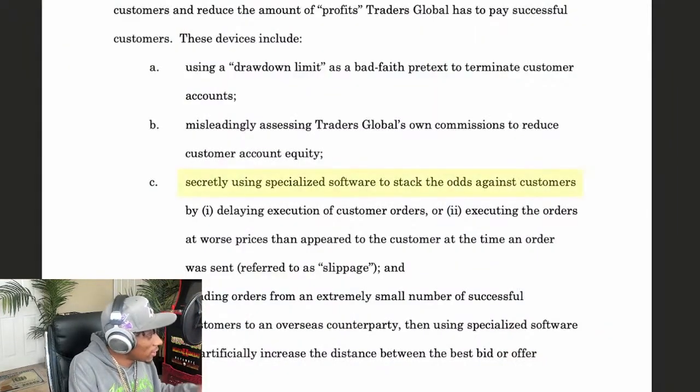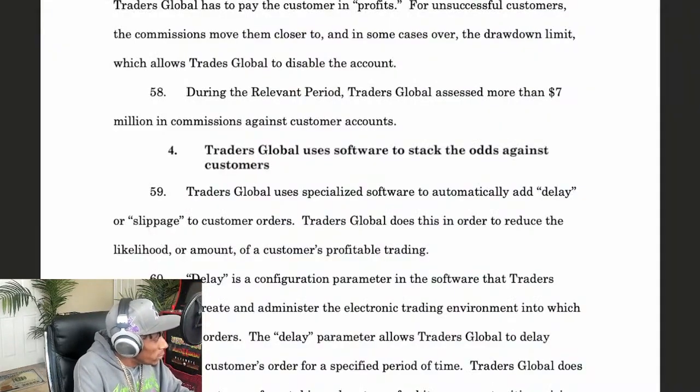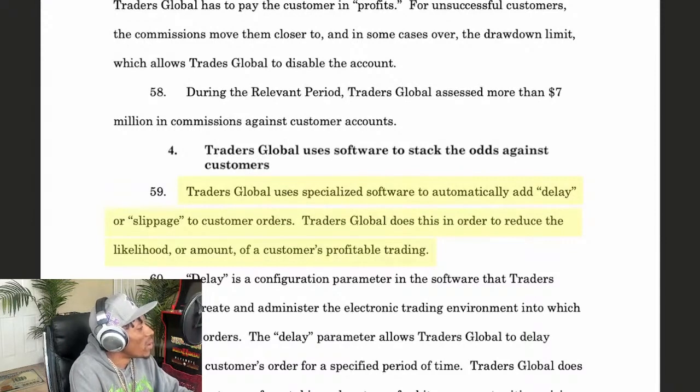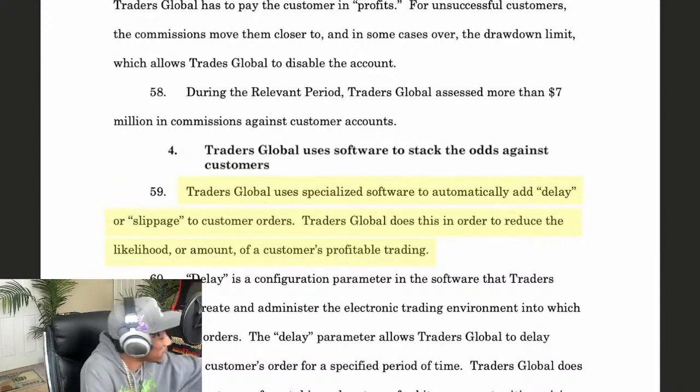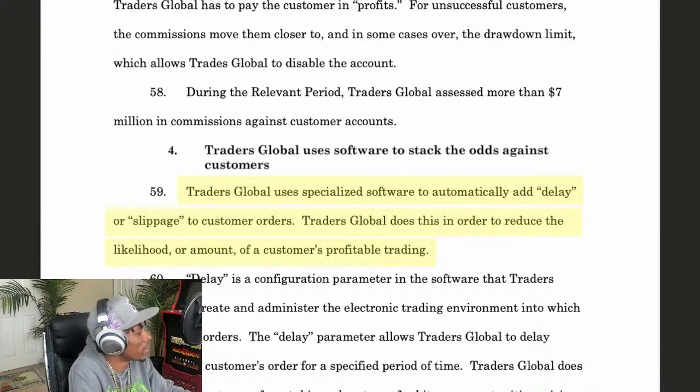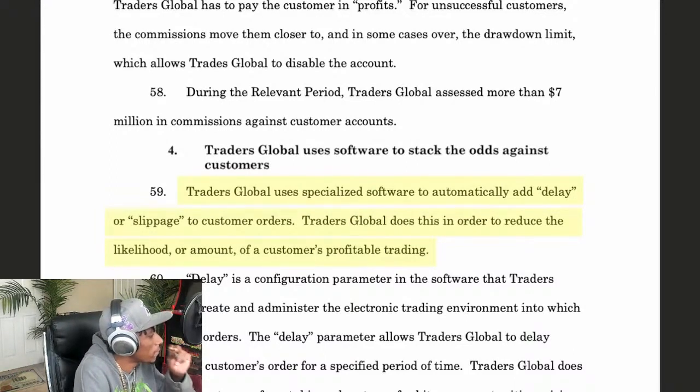So they talk about Traders Global uses software to stack the odds against customers. They talk about the drawdown limit first, but then they also, this is page 15 and 16, section 4 in the 59-page paperwork, which you are seeing on screen right now. Traders Global uses specialized software to automatically add delay or slippage to customer orders. Traders Global does this in order to reduce the likelihood or amount of a customer's profitable trading. So again, their main focus is you being the least amount of profitable possible.